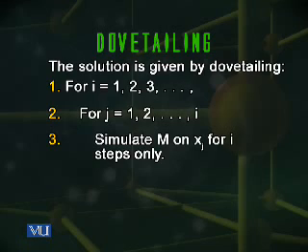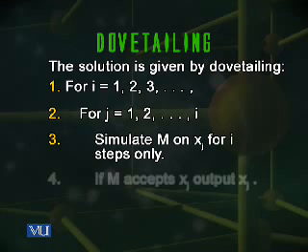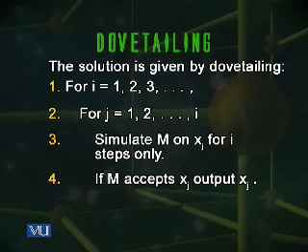So if i is equal to 5, we will simulate M on x1 for 5 steps, M on x2 for 5 steps, all the way up to M on x5 for 5 steps. So all these simulations are going to end, and then we'll come back to increment i, which will become 6 and so on and so forth. Now if M accepts xj in any of these runs, then we will output xj. So this way we never get stuck on one string.